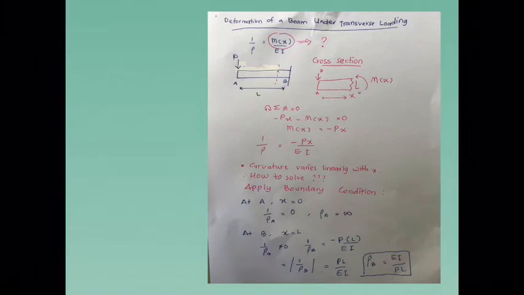At point B, x is equal to L. 1 over rho B is not equal to 0. When you substitute x is equal to L, you will find 1 over rho B is equal to negative PL over EI. Rearrange the equation, with rho B as your main function, so rho B is equal to EI over PL.